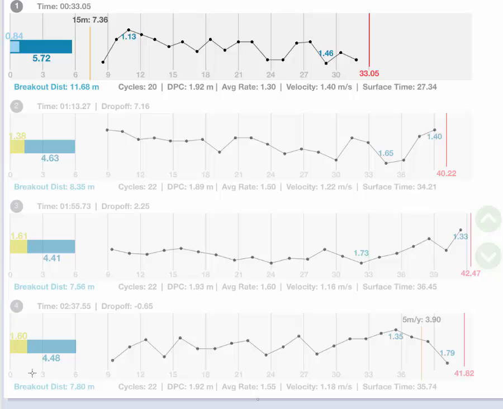His fourth turn, 1.6 again. Really, we need to work on that some. And again, he's 7.8 meters on this pullout on the breakout, so we'd really like him to be over 8 on these. And again, 22 cycles, so he is staying relatively consistent there. 1.9 on his distance per cycle, and an average stroke rate of 1.55, so he's trying to speed up a little bit to the finish.